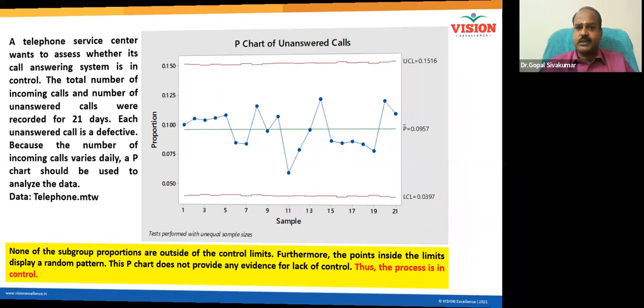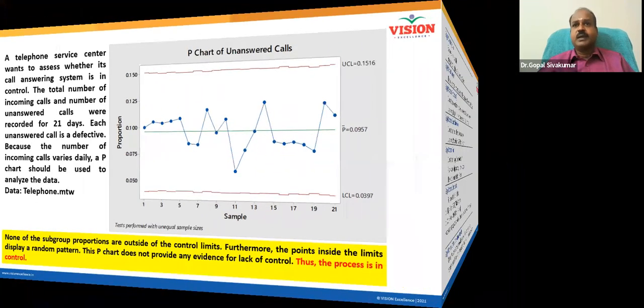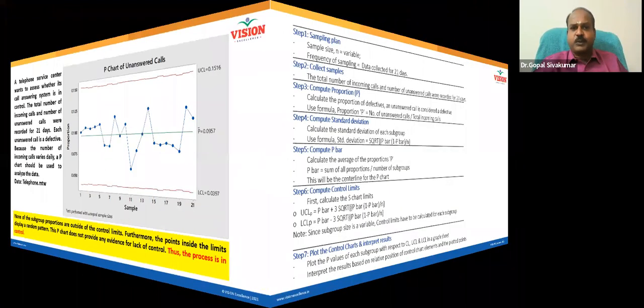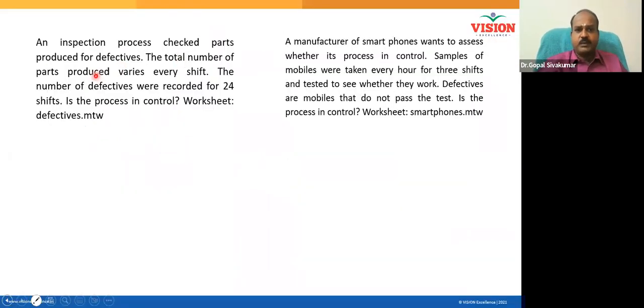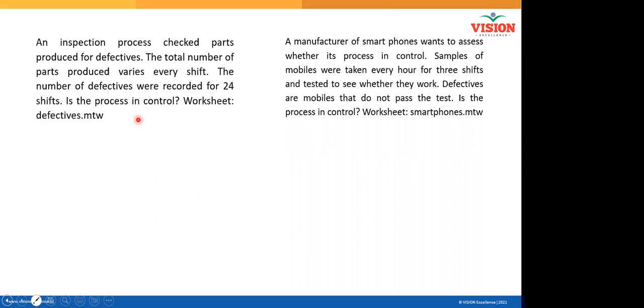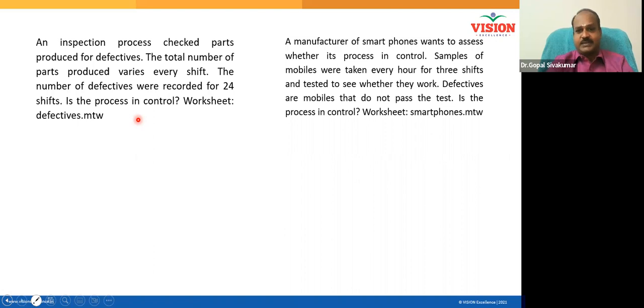Now again, procedure. You can read the procedure. You can do it manually. An inspection process checks parts produced for defectives. The total number of parts produced varies every single shift. The number of defectives was recorded for 24 shifts. The process is under control. Tell me which control chart you should use now. Easy question. P chart is the correct answer.